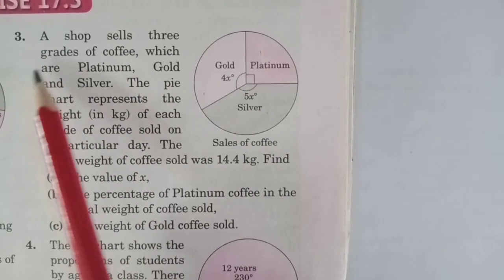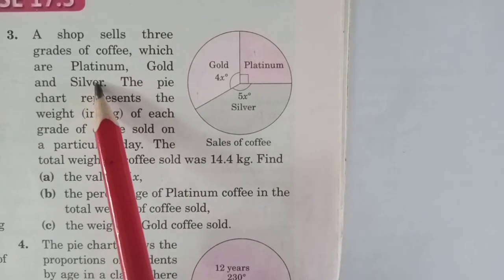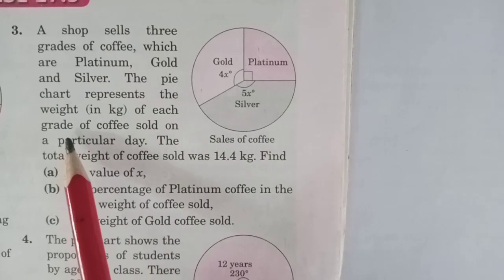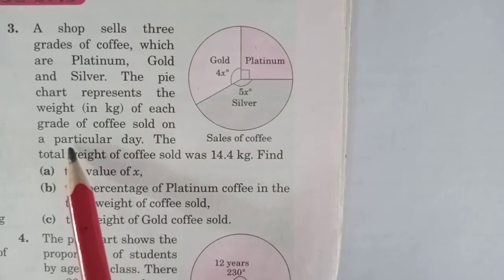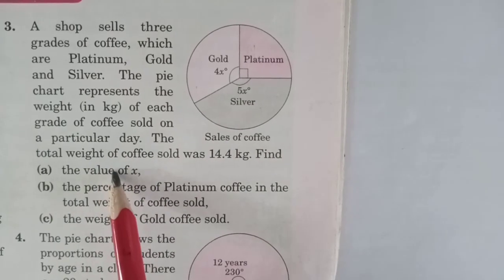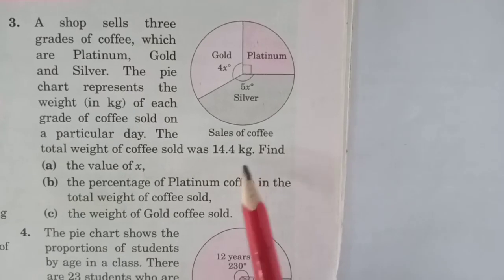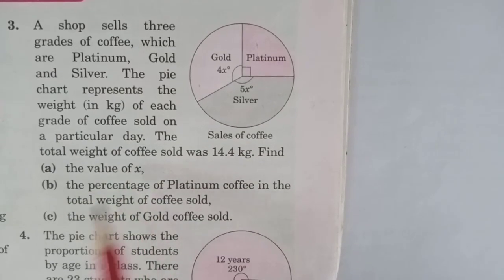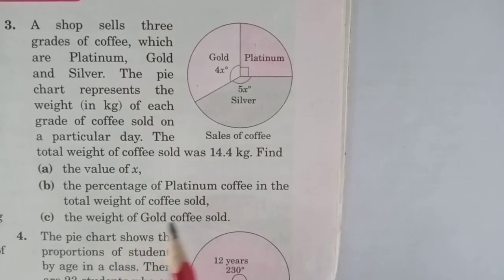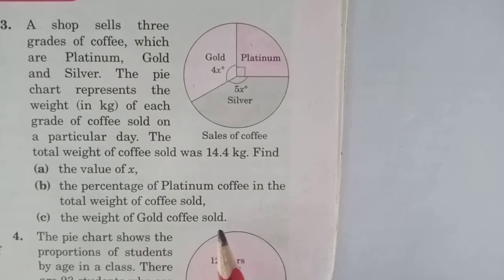In question number 3, a shop sells 3 grades of coffee which are platinum, gold and silver. The pie chart represents the weight in kilograms of each grade of coffee sold on a particular day. The total weight of coffee sold was 14.4 kilograms. Find the value of X. Option B, the percentage of platinum coffee in the total weight of coffee sold. Option C, the weight of gold coffee sold.